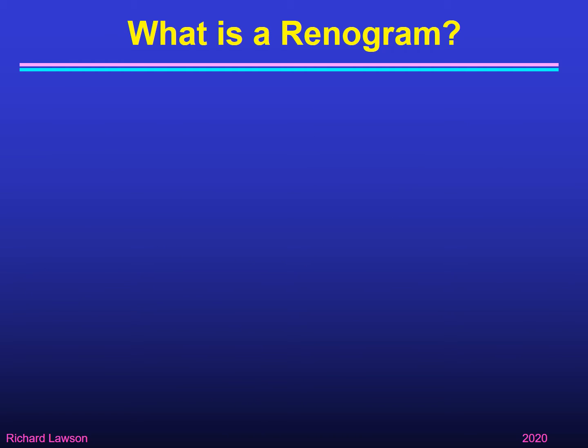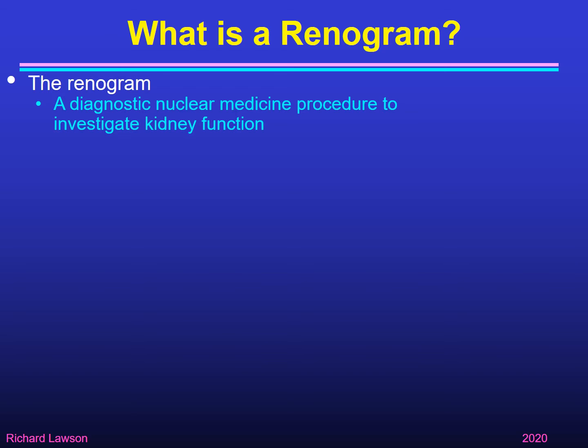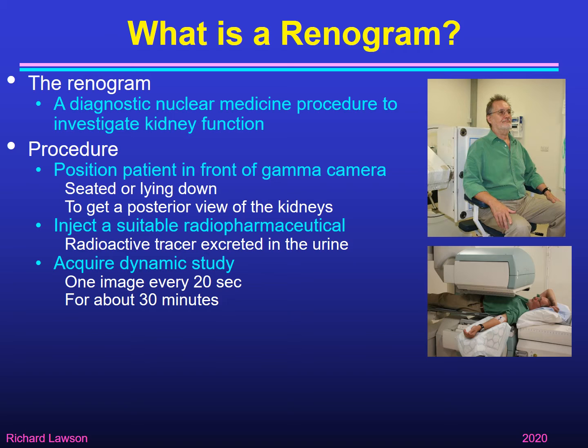So let me remind you what a renogram is. The renogram is a diagnostic nuclear medicine procedure to investigate kidney function. The patient is positioned in front of a gamma camera, seated or lying down, so that we can get a posterior view of the kidneys from the gamma camera. Then we inject a suitable radiopharmaceutical, which is a radioactive tracer that is excreted in the urine, and because of the radioactivity the gamma camera can watch it pass through the kidneys and on into the bladder.